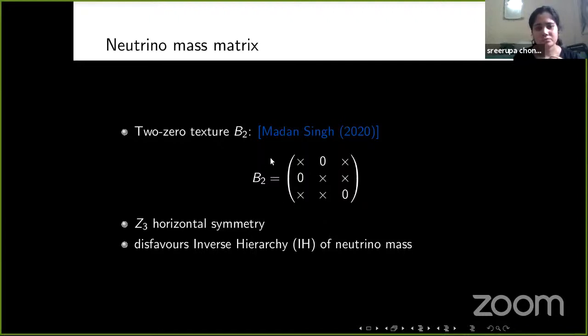So when we add 2 scalar triplets in the standard model, this particular 2 zero texture B2 emerges naturally, considering the horizontal symmetry group Z3. Here the elements e-mu and tau-tau are made 0, and the parameter space study is shown in this referred paper, and it suggests that this particular 2 zero texture B2 disfavors inverse hierarchy of neutrino mass.